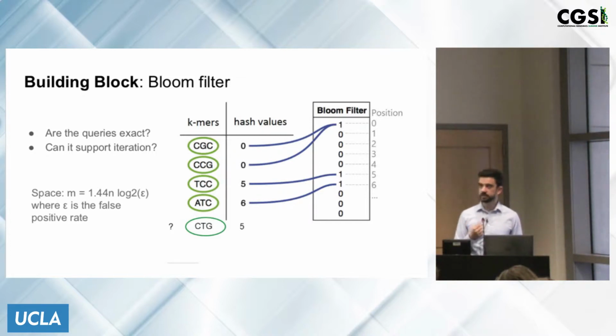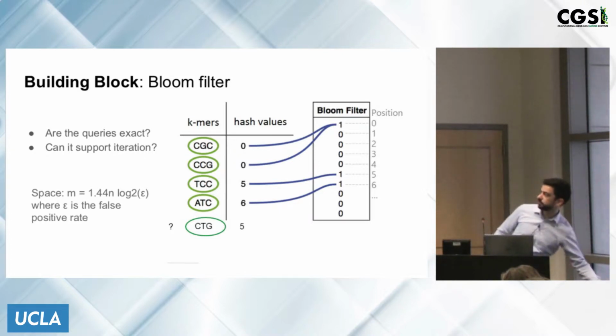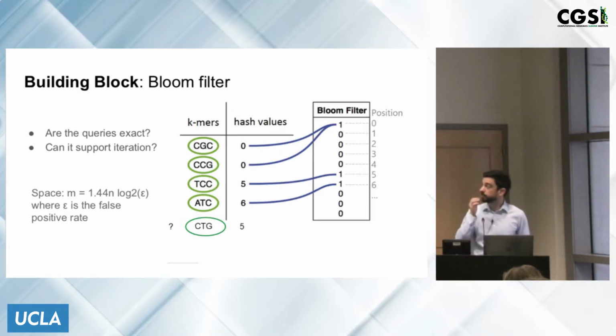The other thing to consider is, can it support iteration of elements? So let's say you've inserted 10 elements in your Bloom filter. Can you somehow retrieve those 10 elements given only the Bloom filter? The answer is no, you can't. The reason is, if you could actually perform exact membership, one way to iterate would be to query all possible k-mers, so 4 to the power of k k-mers. That would give you an iteration, a very inefficient one, but a possible one.